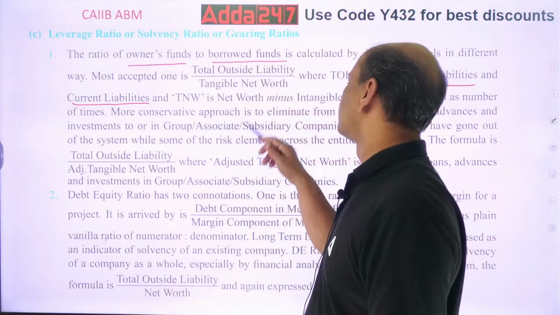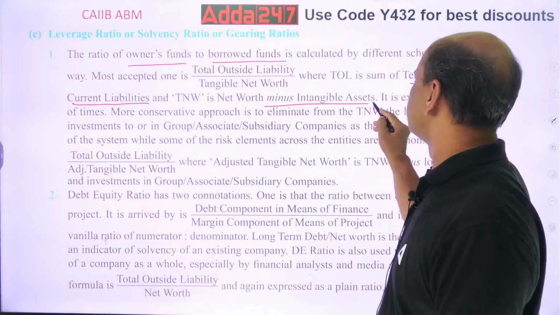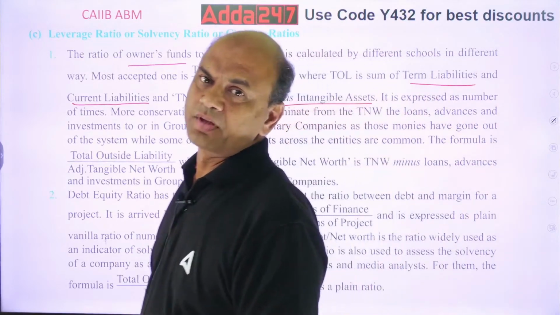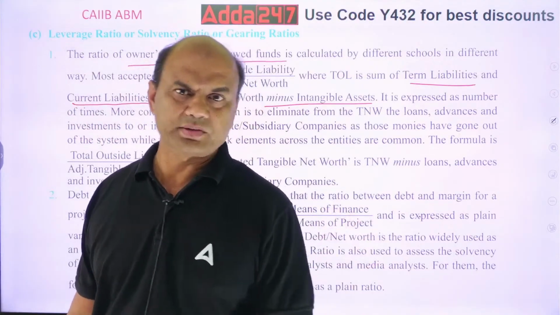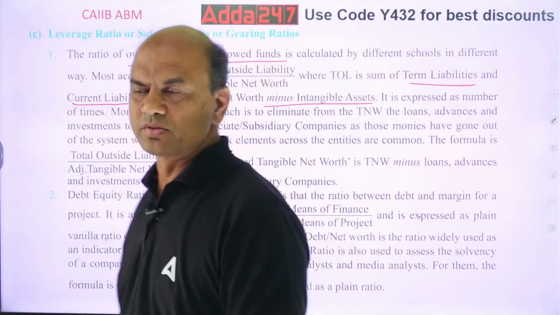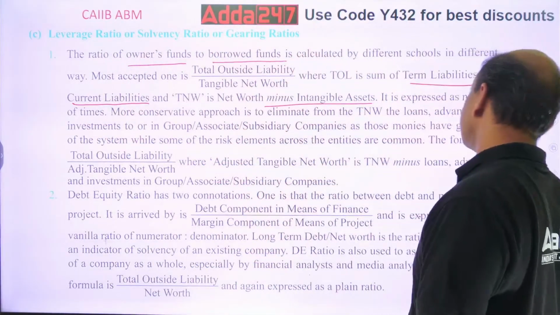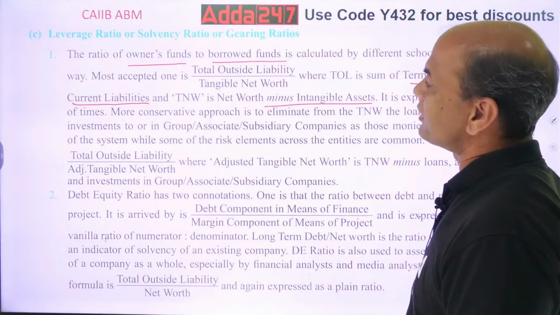Total tangible net worth is net worth minus intangible assets. See, minus intangible assets. Your copyright, your patent, these are all subtracted. Okay, so these are called intangible assets. Those are subtracted. So net worth minus intangible assets. It is expressed as a number of times.